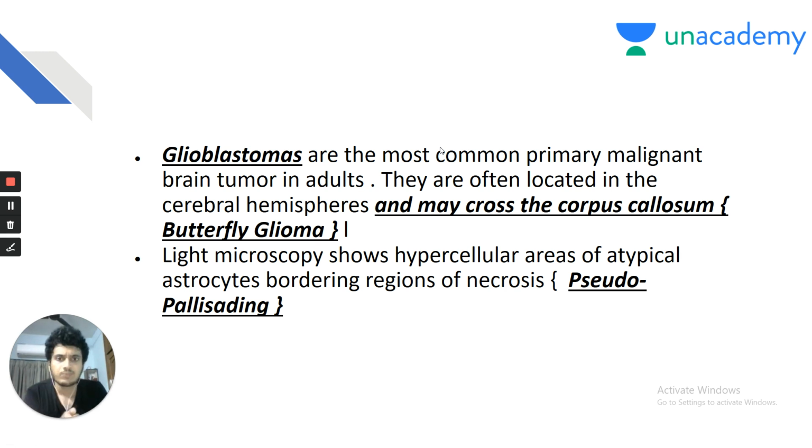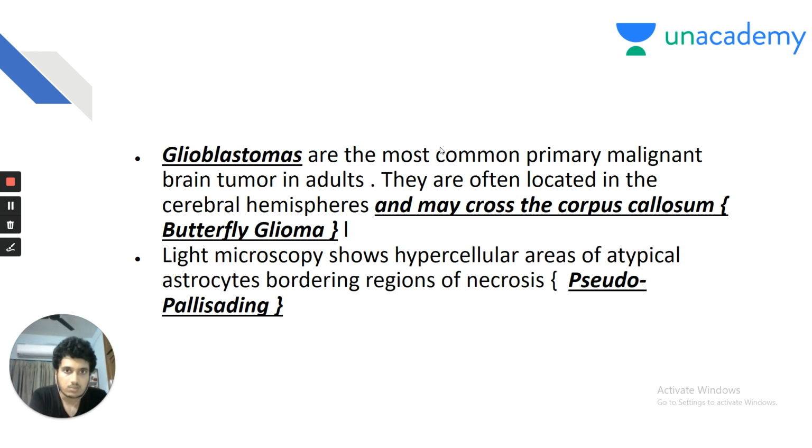Tumor number 5. Glioblastomas are the most common primary malignant brain tumors in adults. They are most often located in the cerebral hemispheres and may cross the corpus callosum, characteristically giving rise to the butterfly glioma. So, glioblastomas cross the midline and classically give rise to butterfly gliomas.